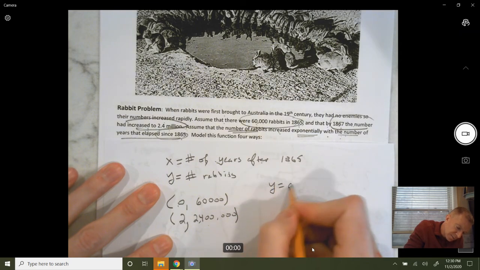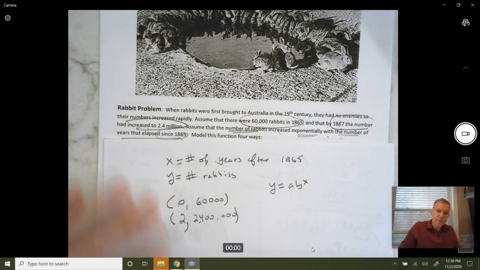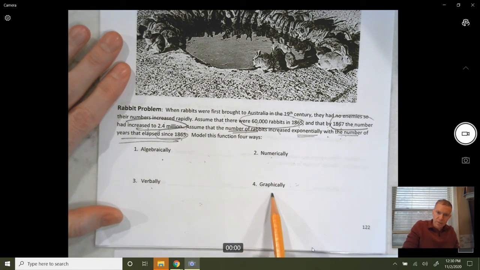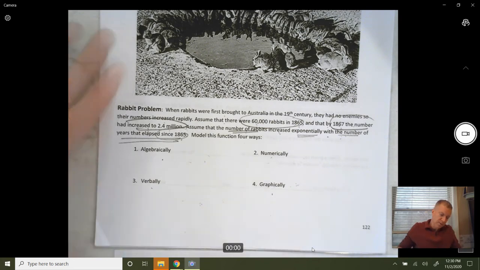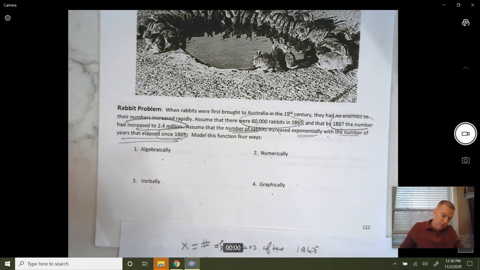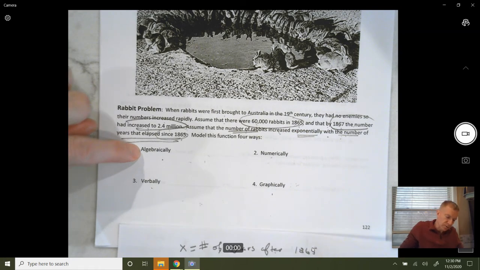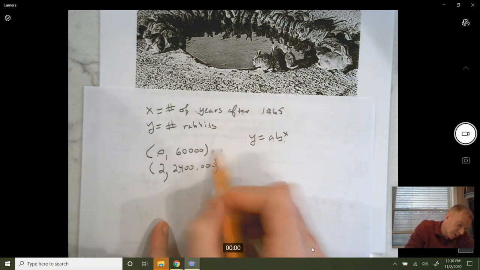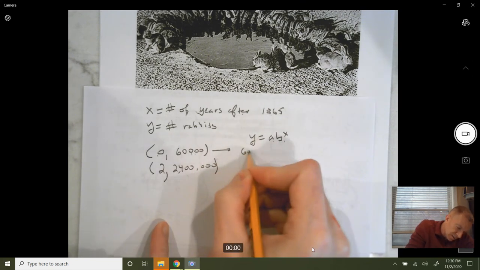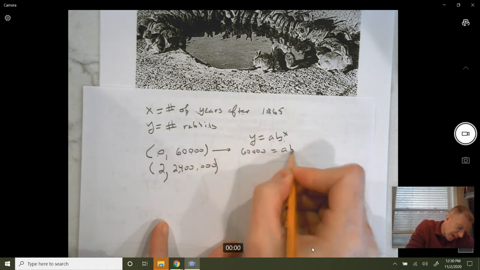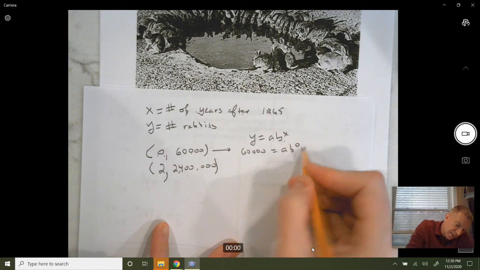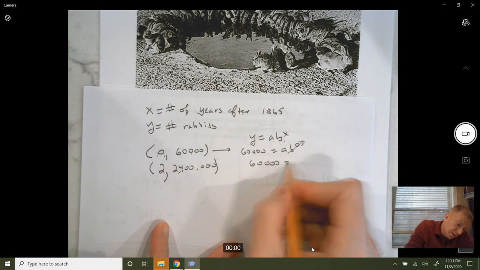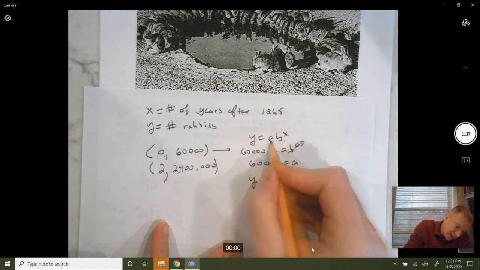Okay, so let's come up with our equation. y equals a times b to the x. We want to represent this in 4 different ways, so we're going to do our best to do that. Let's first do algebraically. We want to come up with an algebraic equation for this. Here's our algebraic equation. We just have to solve for our 2 constants a and b. Let's plug in the first one. The y value is 60,000 equals a times b to the 0. Well, that's nice. The b to the 0 is 1. That goes away. So we have 60,000 equals a. So now we know a is 60,000.